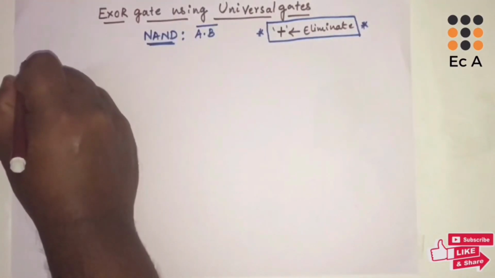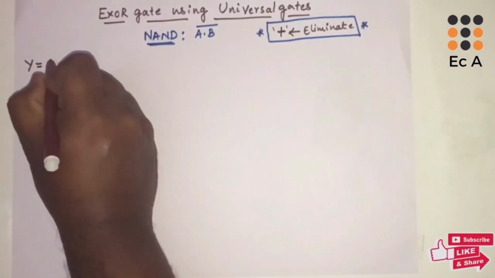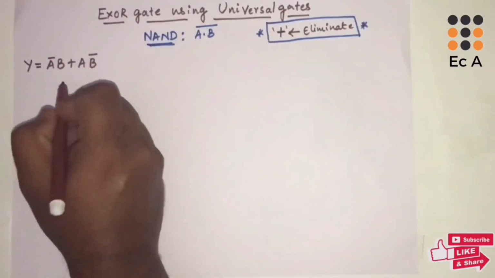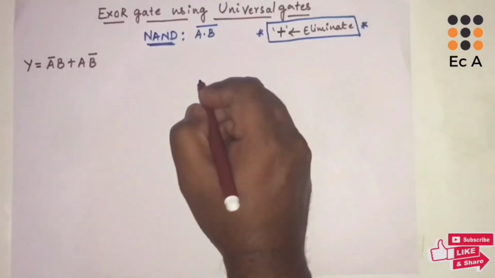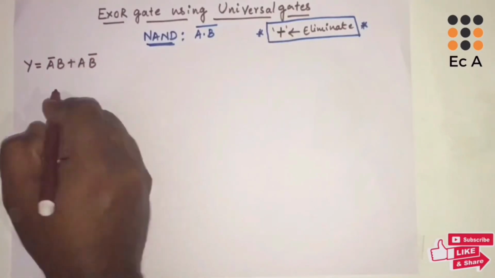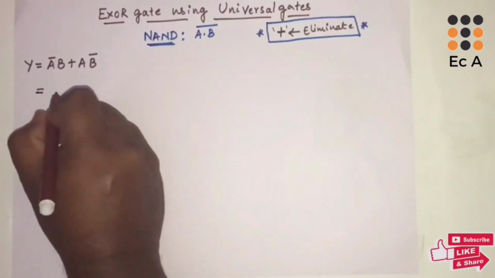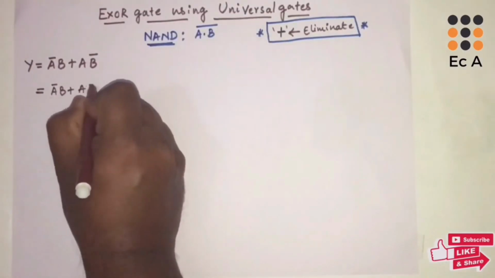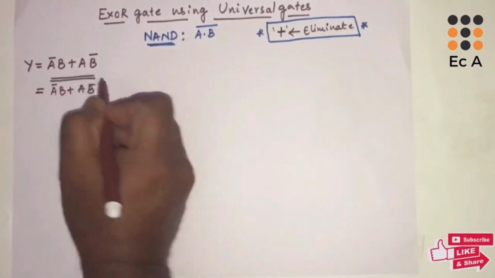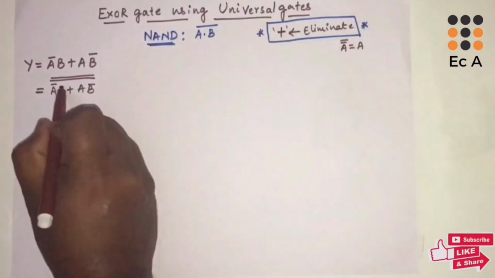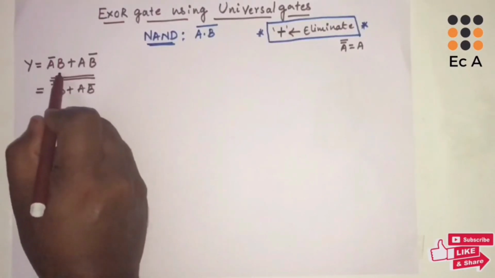Now the expression for XOR gate is y is equal to a bar b plus a b bar. Now this expression is to be implemented using a NAND gate. In this expression we have a plus sign, so we need to eliminate it. We can rewrite the above expression as a bar b plus a b bar whole double bar, because we know that a double bar is nothing but a. So applying double bar will not change the expression.